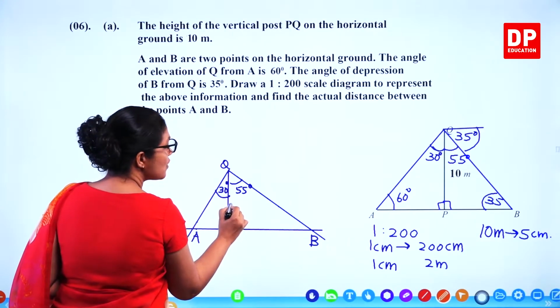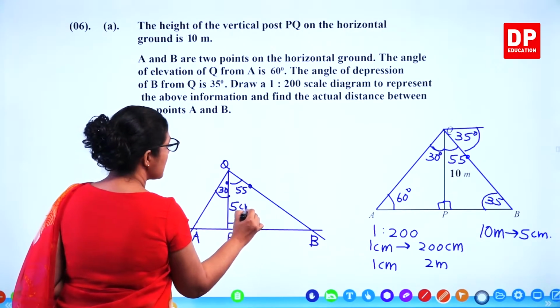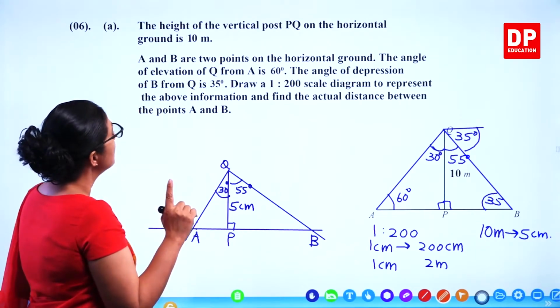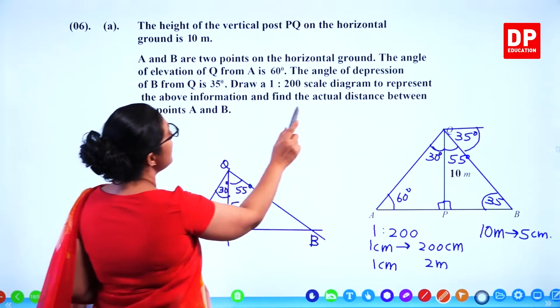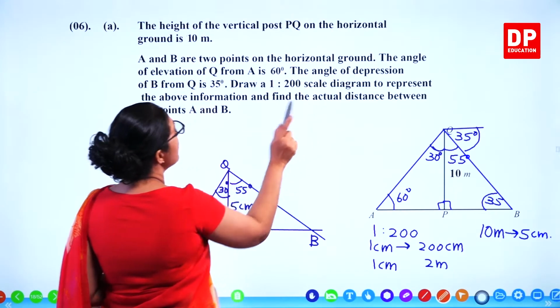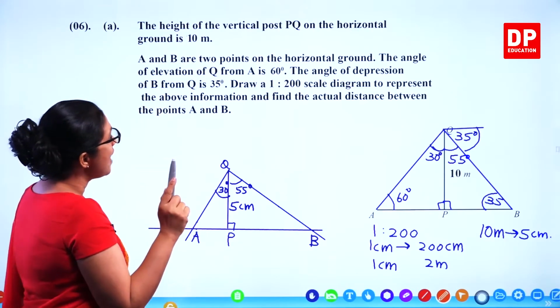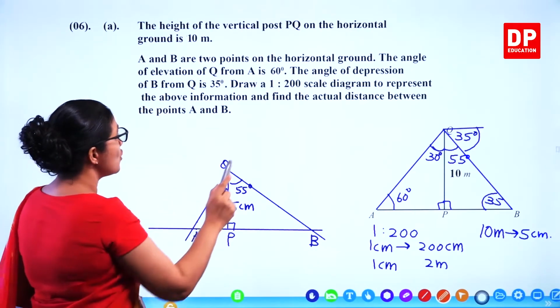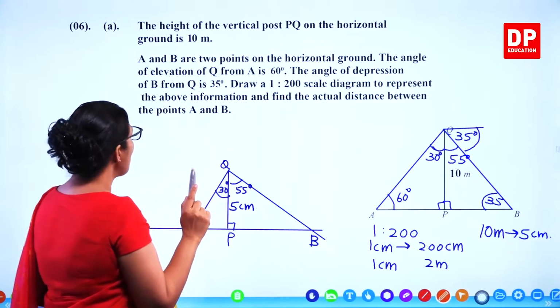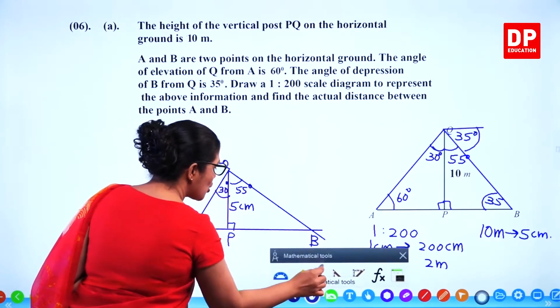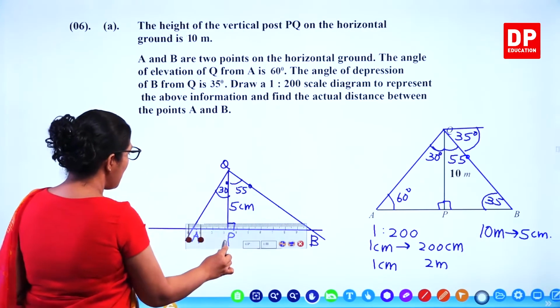And we took this one 5 centimeters. Now we have to measure the length. See, the angle of depression of Q2 is 35. Draw a scale diagram to represent the above information and find the actual distance between the points A and B. To do that, we need to measure AB length.